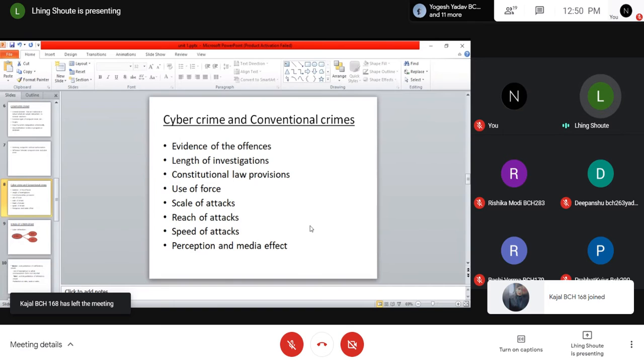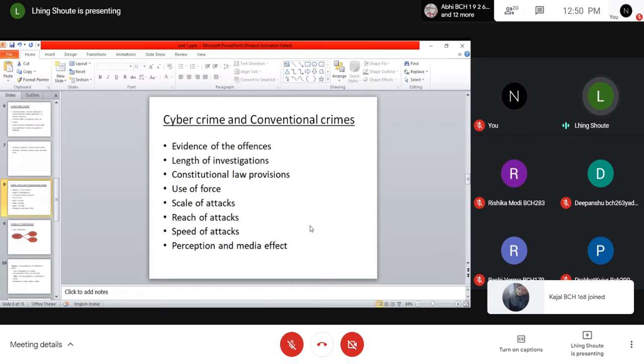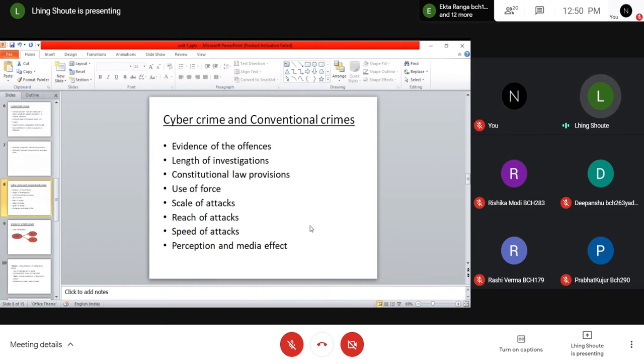The next is use of force. So in most traditional crime, there is a use of force. In case of, let's say, murder, they use force to kill the victim, right? And in case of rape, in case of arson, all these things involve use of excessive force that results in physical injury or trauma to the victims.